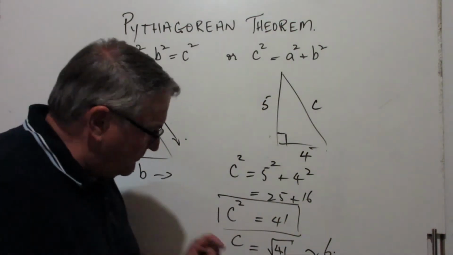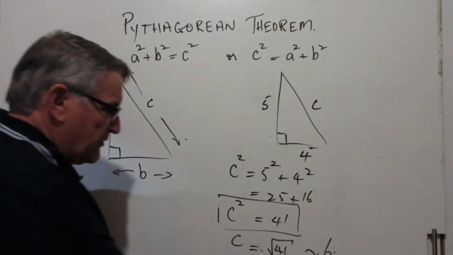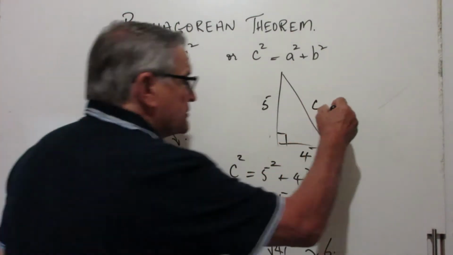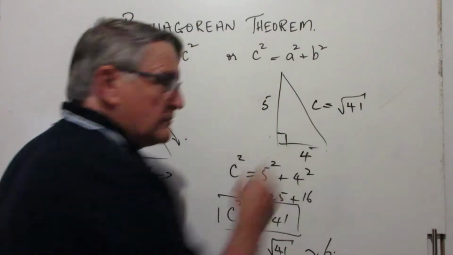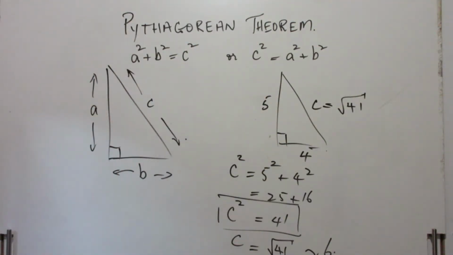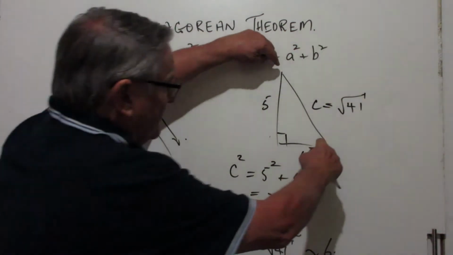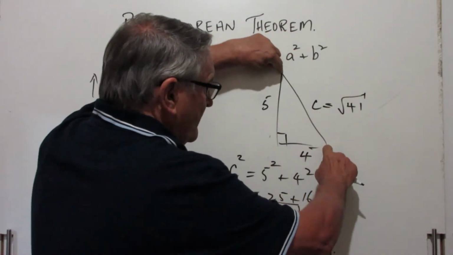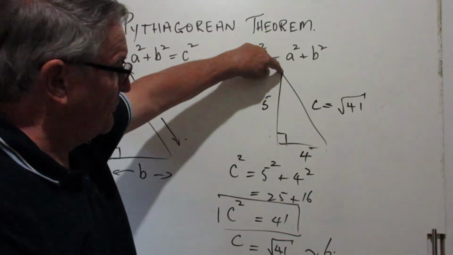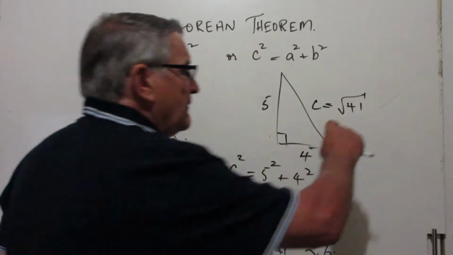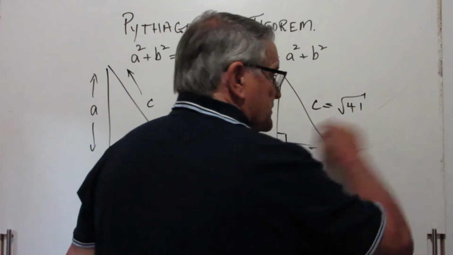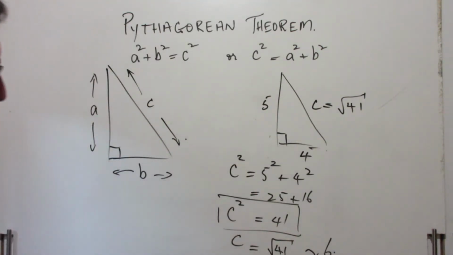And you really need to get comfortable with the idea that this length C is equal to the square root of 41. And don't turn it into a decimal until you know what you want it for. If it's the length of a piece of timber, and you're generally only going to measure to a millimetre, or if you have to, a half a millimetre, then you'll need 3 decimal places or 4 decimal places.